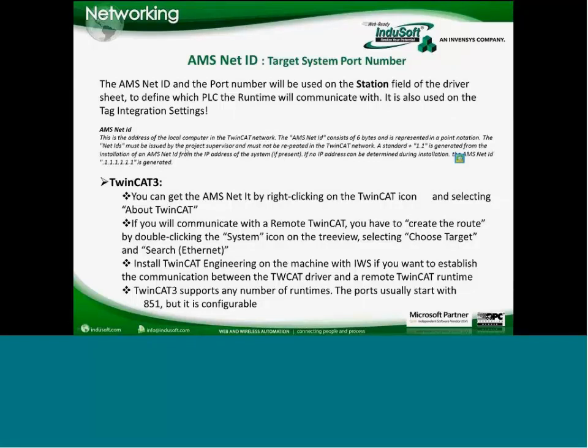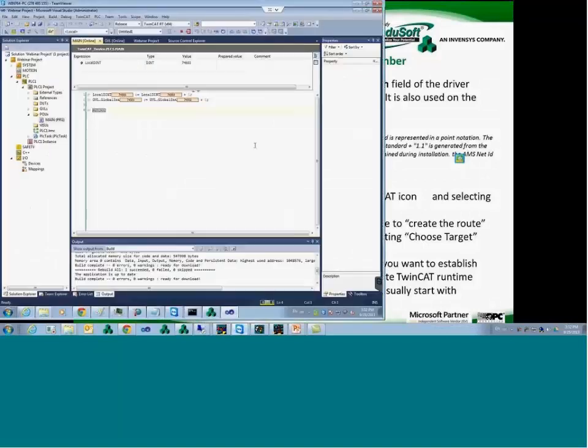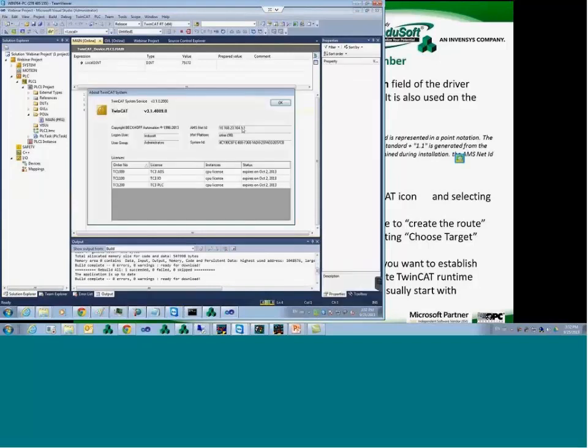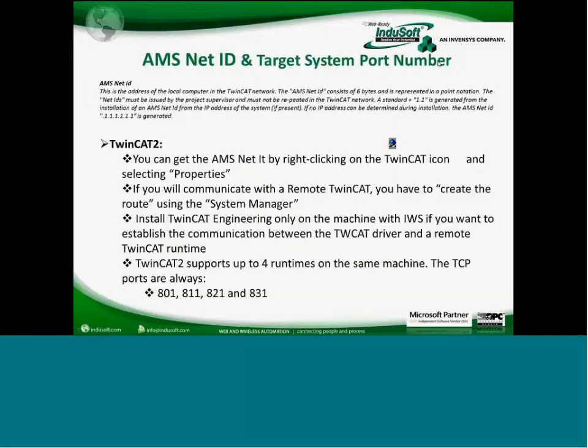With TwinCAT 3, you can get the AMS Net ID by right-clicking on the TwinCAT icon and selecting About TwinCAT. So I do have a TwinCAT 3 running here. Here's the icon. If I go to About TwinCAT, it's going to get me the AMS Net ID when I'm running on TwinCAT 3. All right?